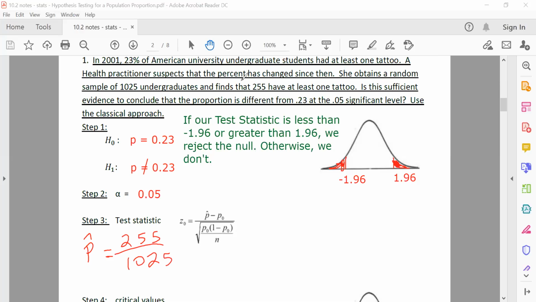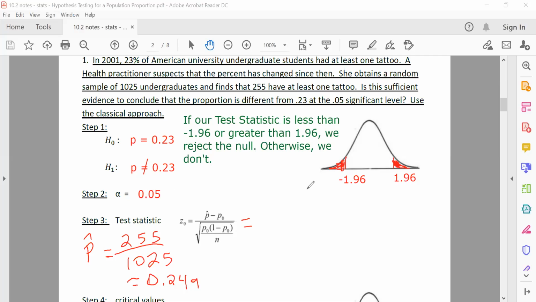0.249. We'll round to 3 decimal places. So it would appear that the sample proportion is 0.249. That's not exactly 0.23, but we can't reject based on that. We need it to be a good distance from 0.23. We need it to be quite a number of standard deviations away from it for us to reject.